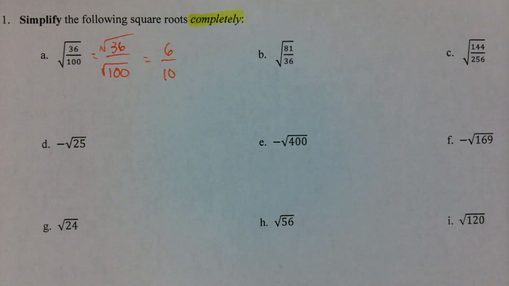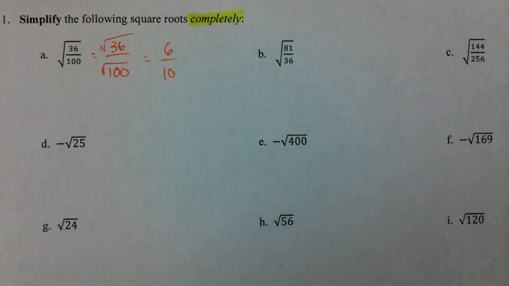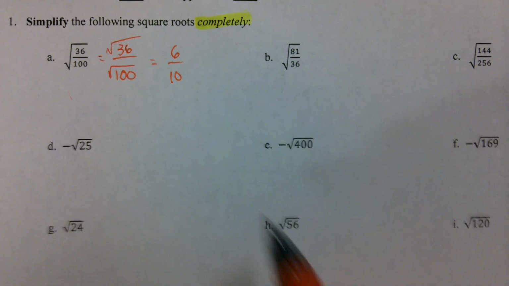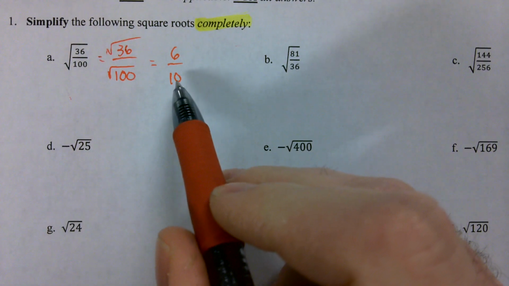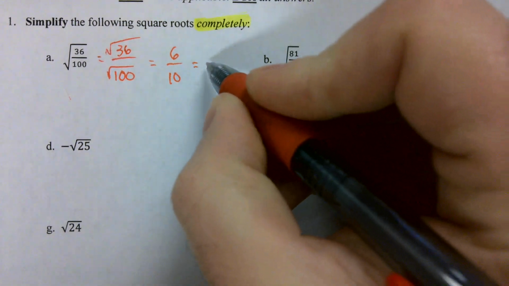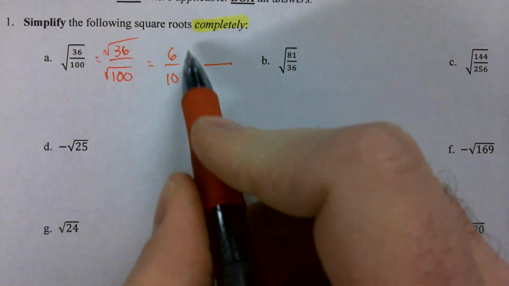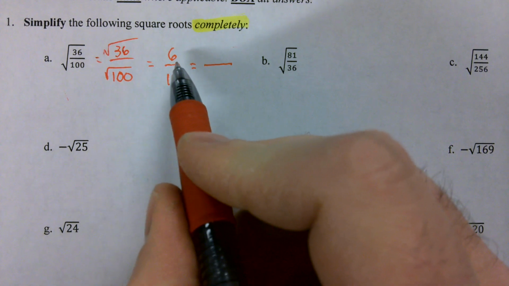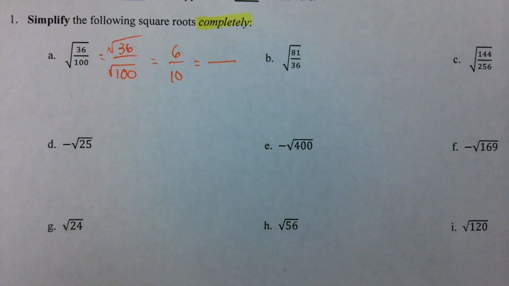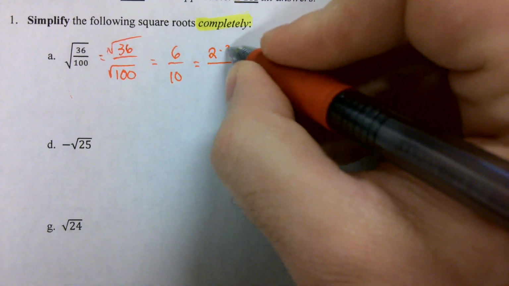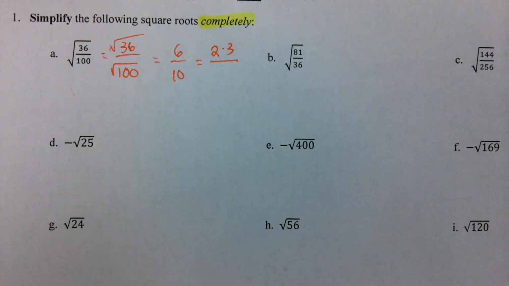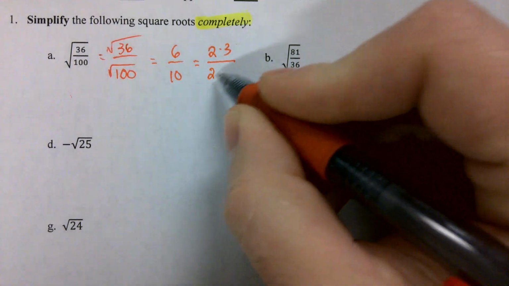All right, is 6 over 10 completely simplified? No. We could simplify this fraction some more. To do that, it's kind of like how we do our factor trees. How can I break up the number 6? What two numbers multiply to give me 6? 2 times 3. What about 10? 2 times 5. Exactly.